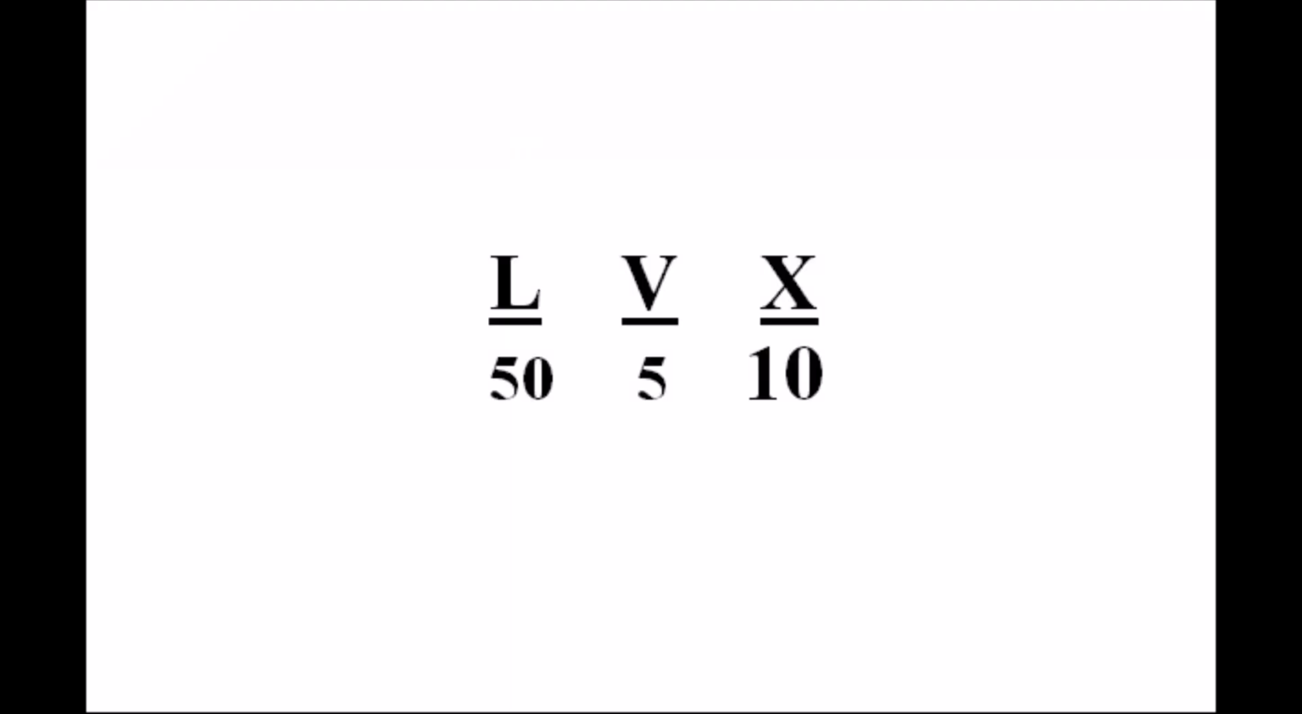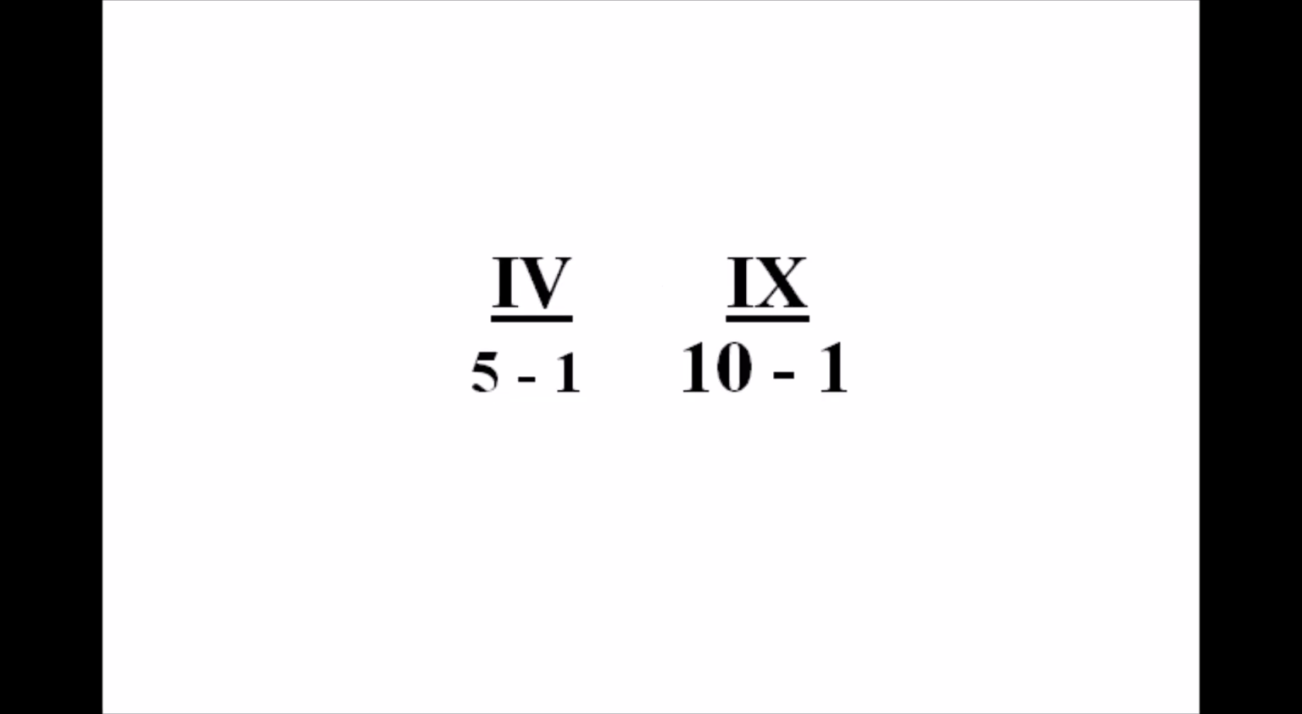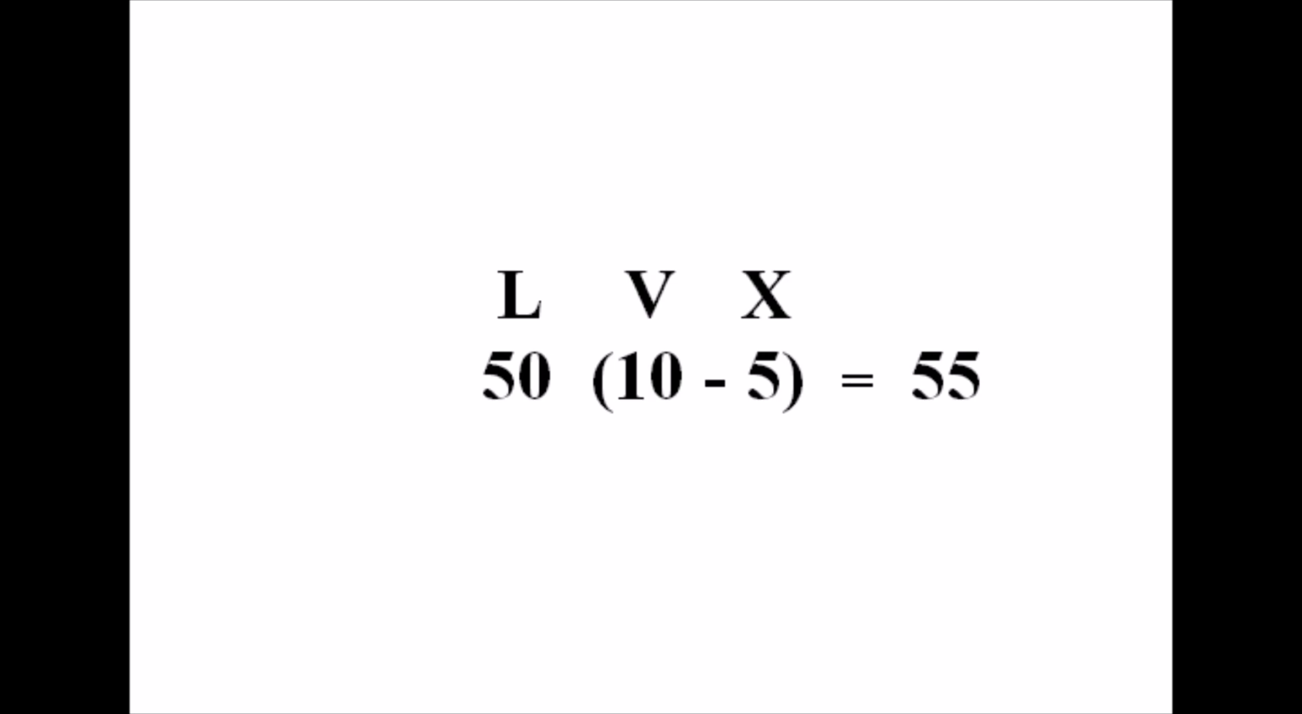Lux, L-U-X, is the Latin word for light and is comprised of the Roman numerals LVX, or 50, 5, and 10. Okay, you know how with the Roman numerals 4 and 9, the number for 4 is read as 5 minus 1, and 9 is 10 minus 1. It's called subtractive notation, where the first symbol is subtracted from the larger one. If we apply subtractive notation here and subtract the first symbol, the 5 or V, from the larger symbol, the 10 or X, then Lux can be read as 50 plus 10 minus 5, or 55.